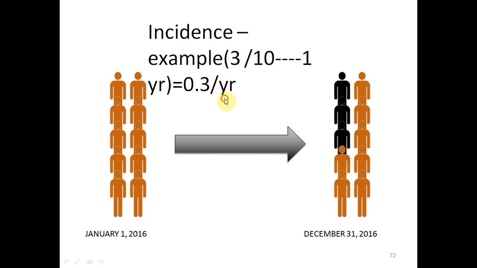So we can calculate it as 3 by 10, that is 3 cases by 10, over a period of a year. So this time frame is very important. Okay, so we are starting without any disease, as I mentioned in the cohort study design. Over a 1 year period only 3 people got the disease, so we have to mention the time frame. Okay, incidence, which will not be there in prevalence.